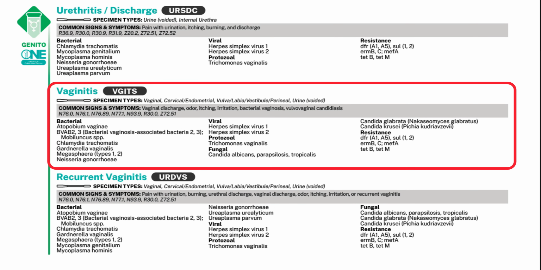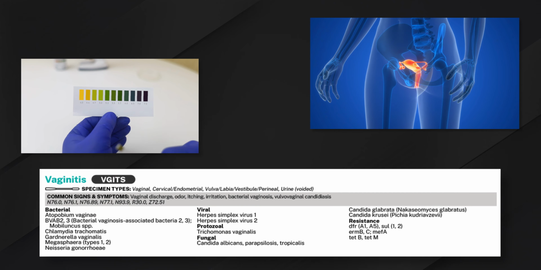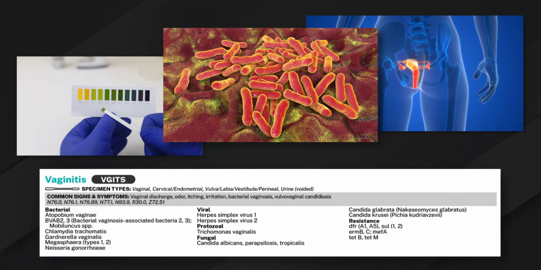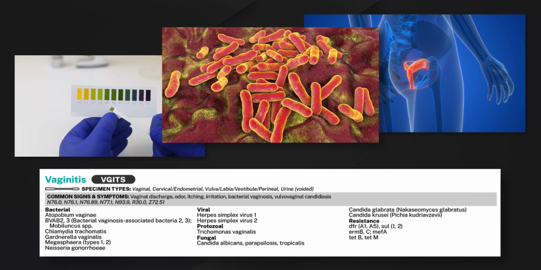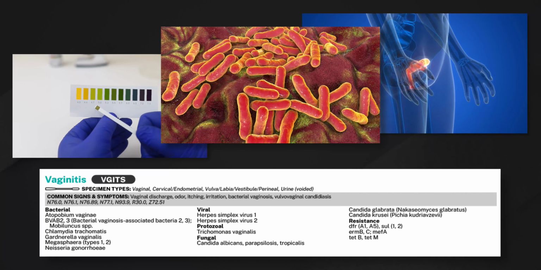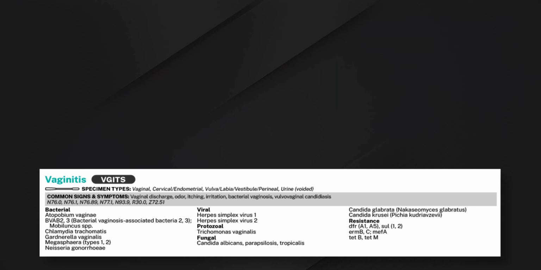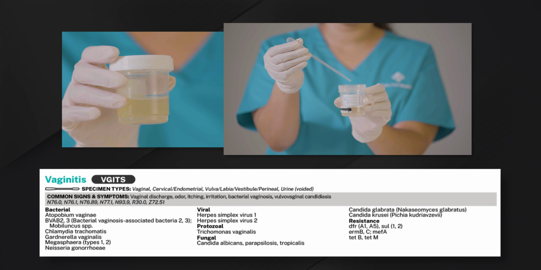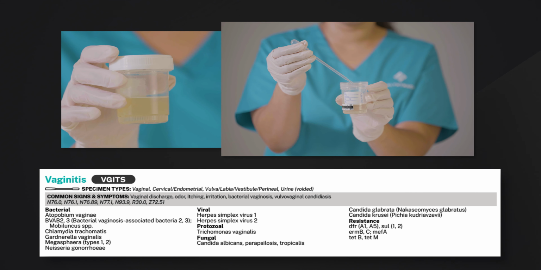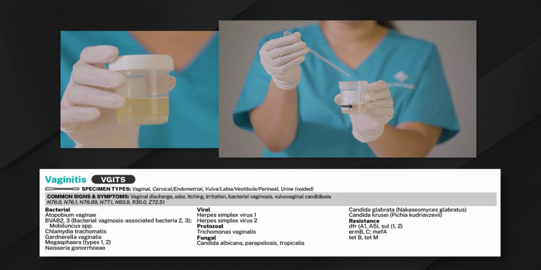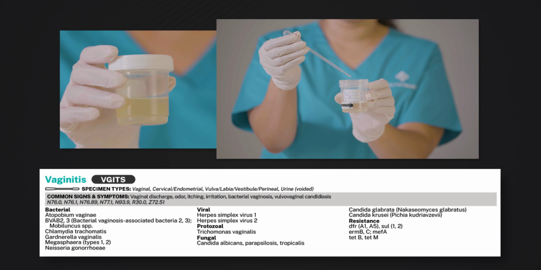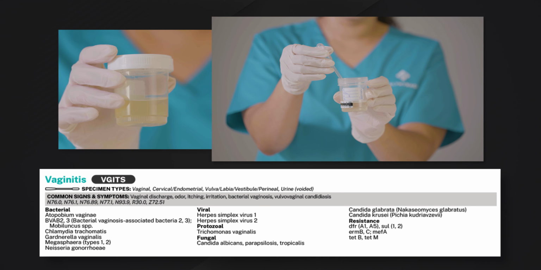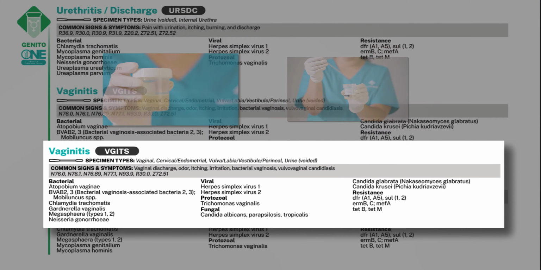The vaginitis menu covers all the common pathogens that can cause vaginal discharge, including bacterial vaginosis, candida, and sexually transmitted infections. This panel helps identify the cause of vaginal discharge when symptoms are nonspecific. There are multiple collection sites that are accepted for this menu, including vaginal and cervical collection, vulval or labial swab, or voided urine. If symptoms are predominantly associated with the genital tract, a cervicovaginal swab is preferred for the most accurate pathogen detection.